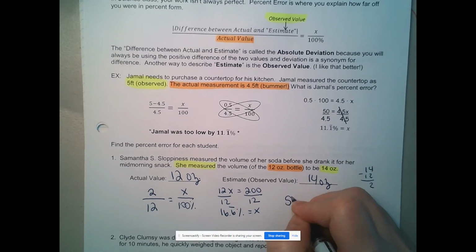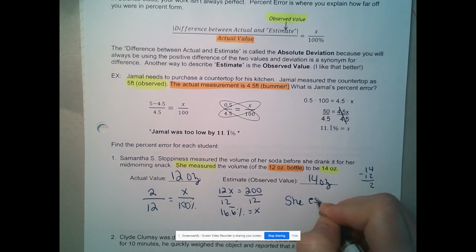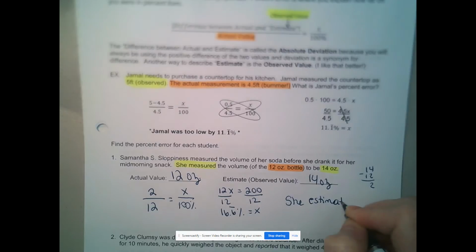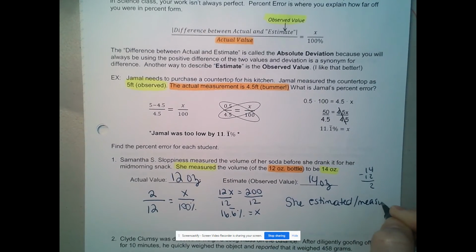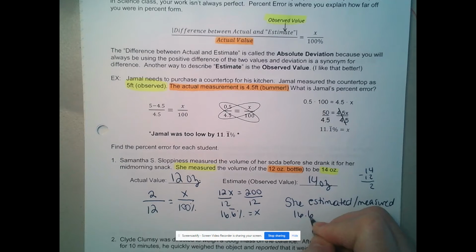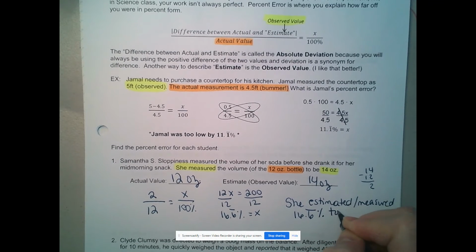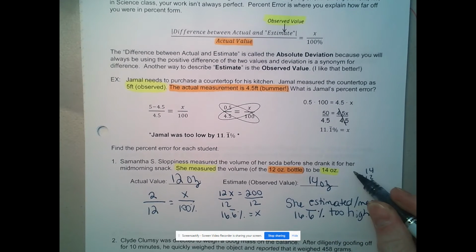So she estimated, or we could say she measured, 16.6 repeating percent too high. She came in at 14, but it was actually 12.